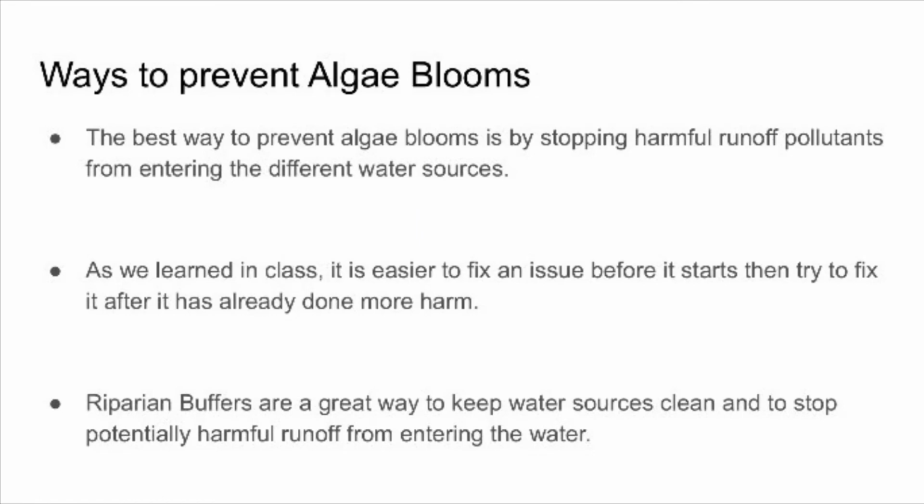So now we're going to talk about ways to prevent algae blooms. The best way to prevent algae blooms is by stopping harmful runoff pollutants from entering different water sources altogether. As we learned in class, it is easier to fix an issue before it starts than try to fix it after it has already become a problem. For this, it'd be a lot easier to stop the harmful pollutants from entering the water than it would be to try to control the algae blooms once they have formed in the water.